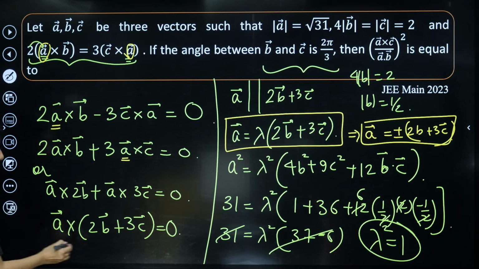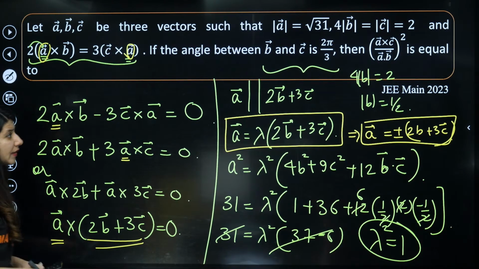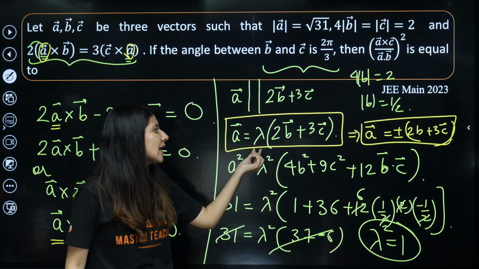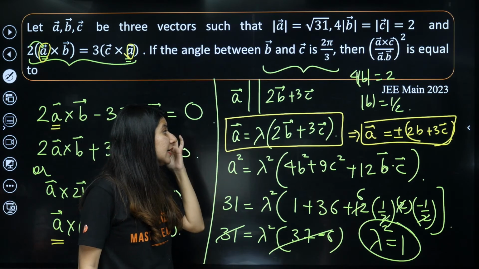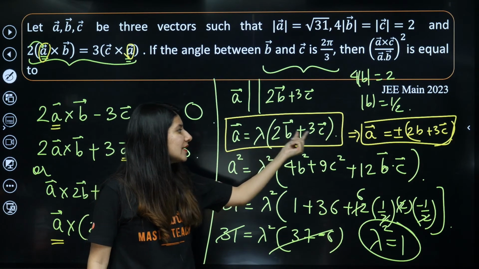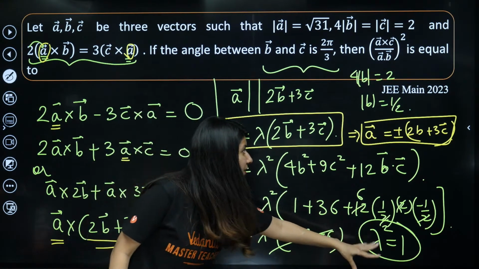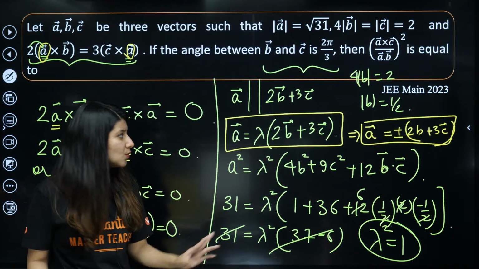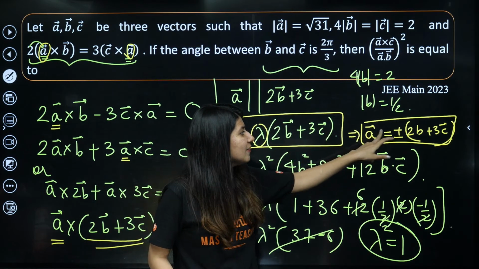Take A common. The moment you take A common, you will realize that the cross product between these two vectors is 0. That means these two vectors are parallel. When two vectors are parallel, you can write it down as A is equal to lambda times (2B plus 3C). Square both sides. The moment you square both sides, you know A square, you know B square, C square, you know B dot C as well, by the way. So lambda square value will be 1. The moment you see lambda square is 1, that means lambda would be plus minus 1. The moment you write lambda as plus minus 1, you've got your A vector, which is what?